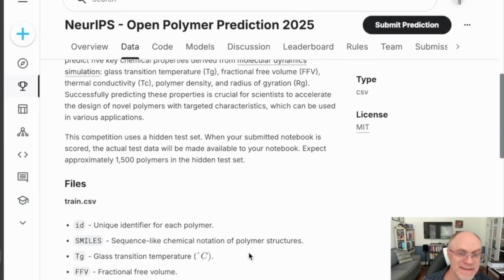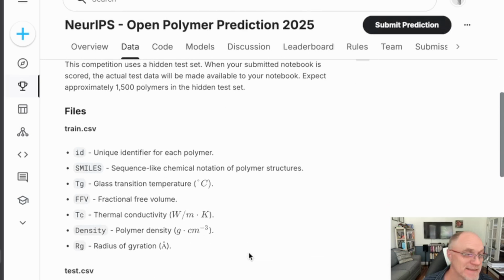So the training data, if you look here, has an identifier. And then here, this SMILES is a format that gives you a string representation of what the chemical structure is. And then there's actually 5 target variables, and a lot of the rows are missing values for some of these, so it's difficult to create a model that predicts all 5 at once. So I'm going to focus on just this FFV, fractional free volume, which has a lot of the data populated.